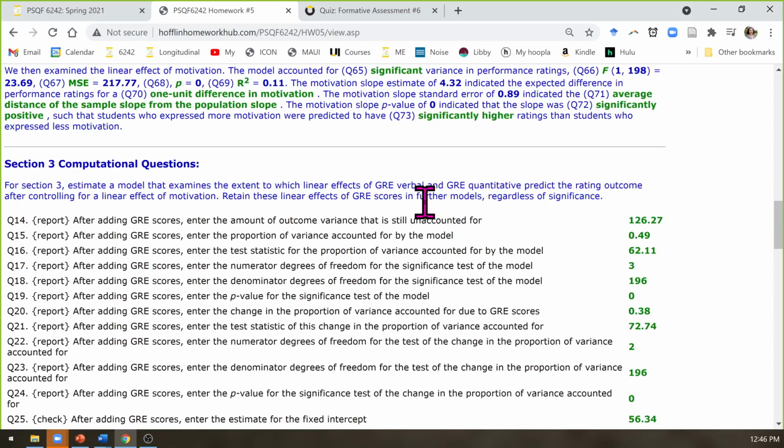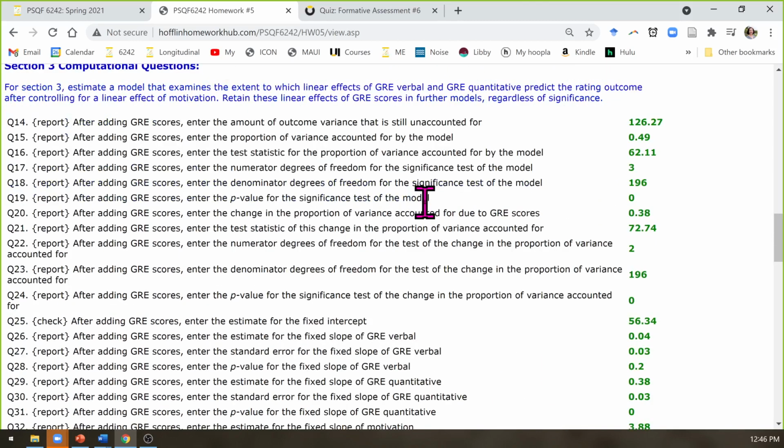So then section 3 is adding simultaneously the effect of verbal GRE and quantitative GRE as 2 new predictors. So at this step then, the trick is that you can't just look at the significance of either slope in isolation to ascertain whether or not the 2 slopes when added together increase the model R-square. So what do you have to do instead to get, say, where is it?